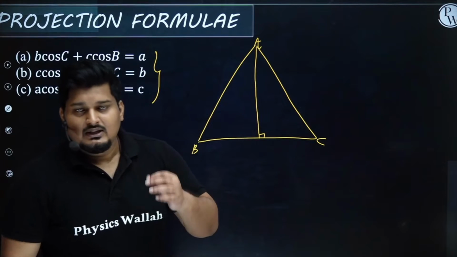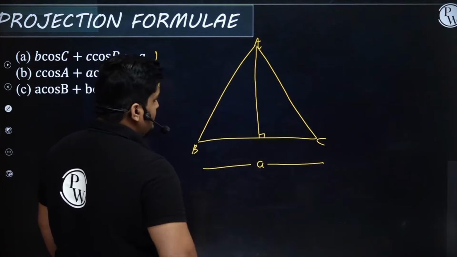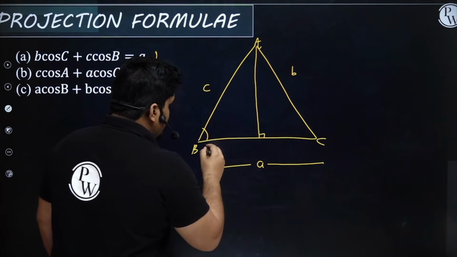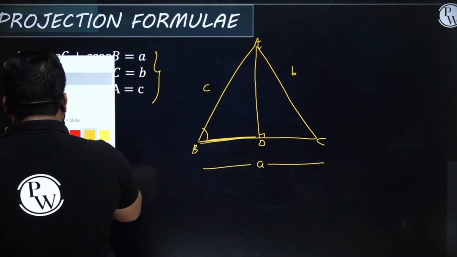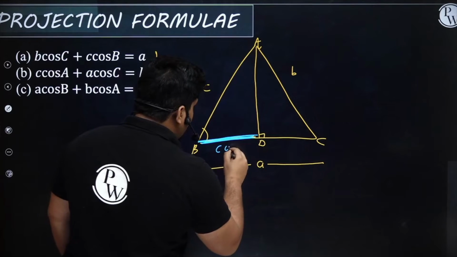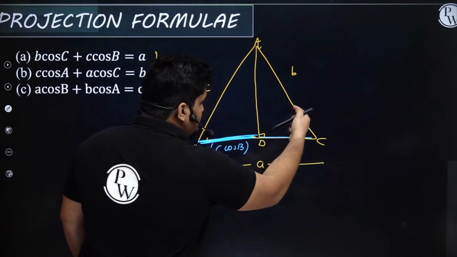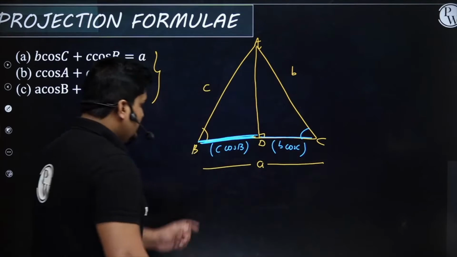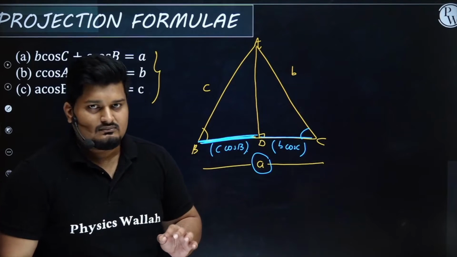What is the convention? That small a will represent side in front of angle A, correct? This is side C, this is side B. So if this is B, can we say that this length BD, guys, what is this length BD? This length BD is C cos B. And what is this length DC? If this is B, then projection of B on this will be B cos C. So if you add it, C cos B plus B cos C, what do you get? You get A.